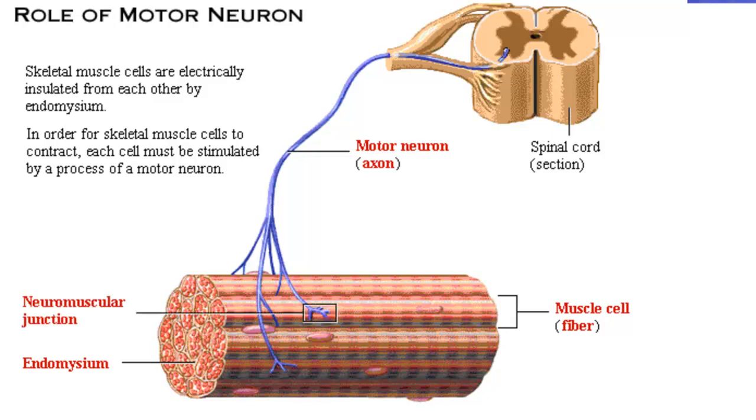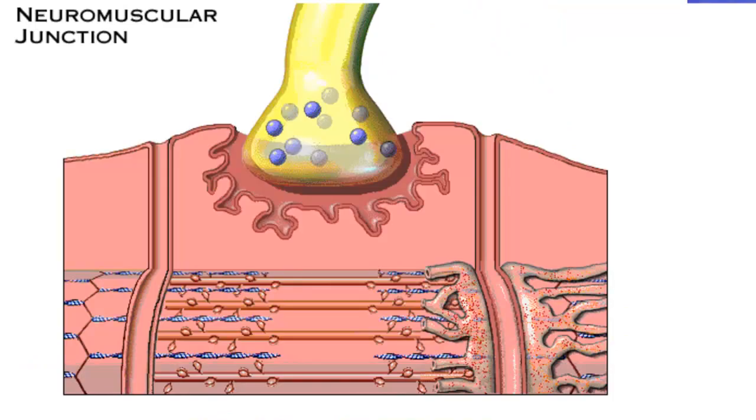The neuromuscular junction is the place where the terminal portion of a motor neuron axon meets the muscle cell membrane. Click the neuromuscular junction to see it in an expanded view. Now let's take a closer look at a neuromuscular junction.